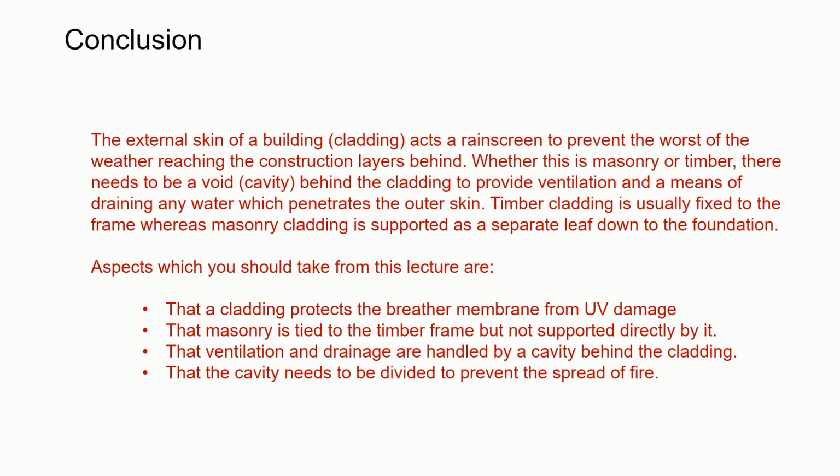Timber cladding usually is fixed back to the frame, so it relies on the frame for support, whereas masonry has its own separate leaf for the foundation. So there are a few aspects you need to take from this lecture. First is that cladding protects the breather membrane from UV damage, that masonry is tied to the timber frame but not supported directly by it, that ventilation and drainage are handled by a cavity behind the cladding, so we have a space, and that the cavity needs to be divided horizontally and vertically to prevent the spread of fire.